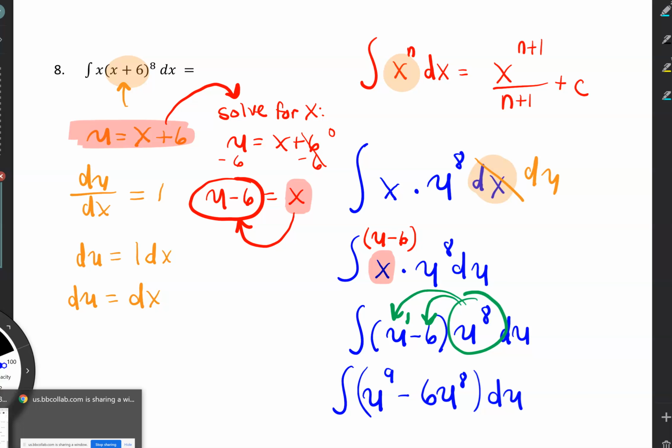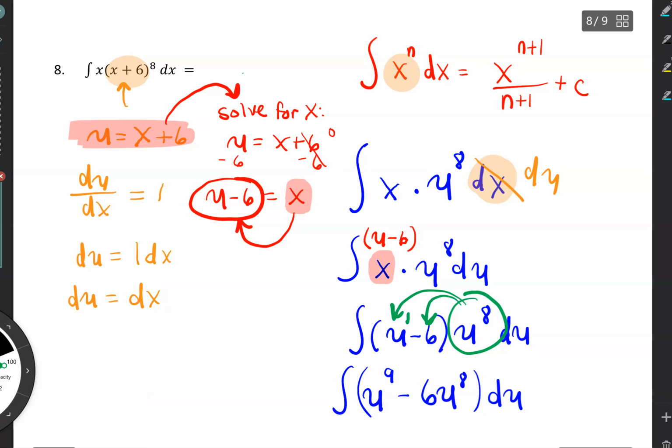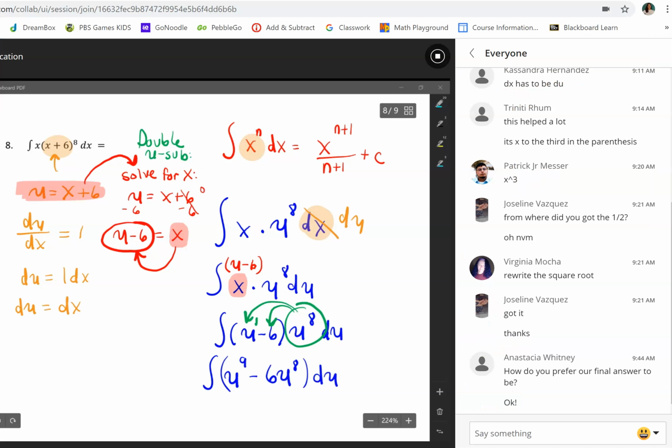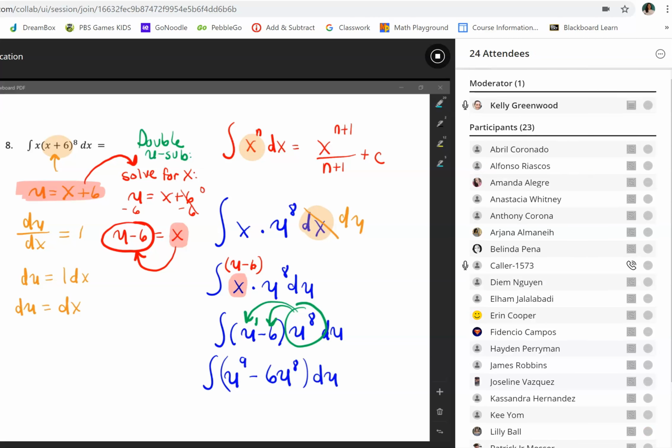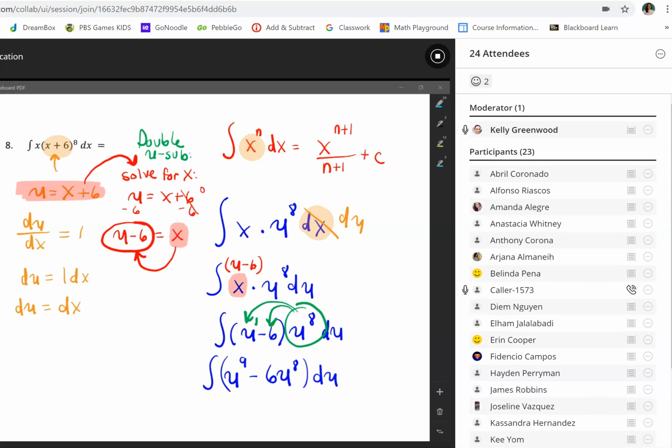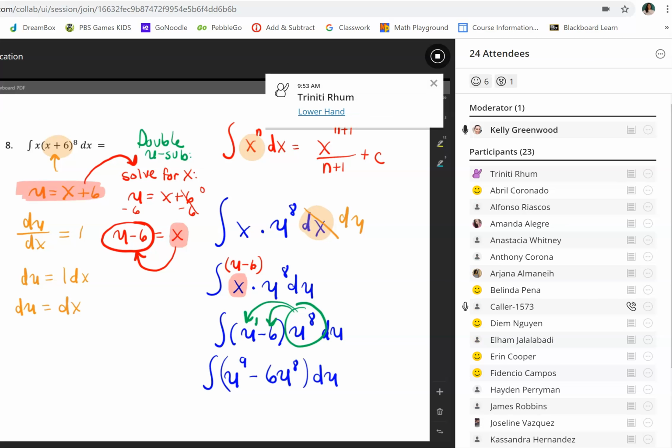So let me pause here to see if there are any questions about this double u substitution that I did. Show me a status. How do you feel about this needing double u substitution? Still a little shocked. Some people happy. Trinity, go ahead.